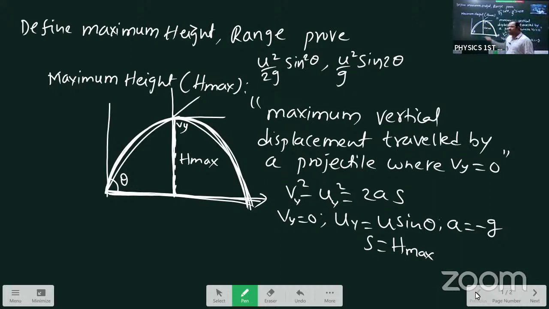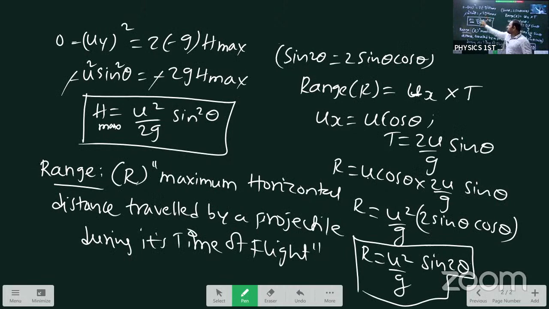First, maximum height is the maximum vertical displacement traveled by a projectile, where the vertical component Vy equals 0. So v square minus u square equals 2as, with v equal to 0, u the vertical component, and a body going opposite to the ground, minus g. Substituting, H max equals u square by 2g sin square theta. Up to here, half the answer is over.